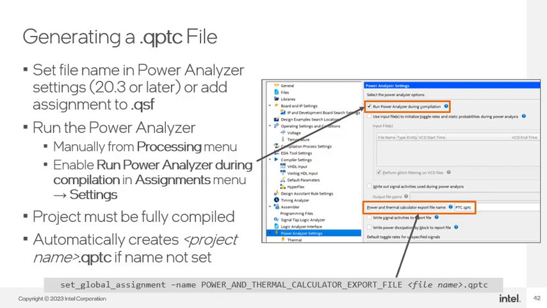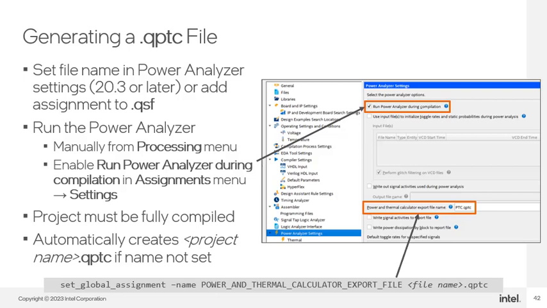Design-specific resource usage is provided to the PTC using a .qptc file. The file is generated with a default name of the project name automatically whenever the power analyzer is run, but you can set a custom name for the file, either by adding the assignment shown to your projects.qsf file or by setting the name in the power analyzer settings. The project must be fully compiled and the power analyzer run to generate the file.